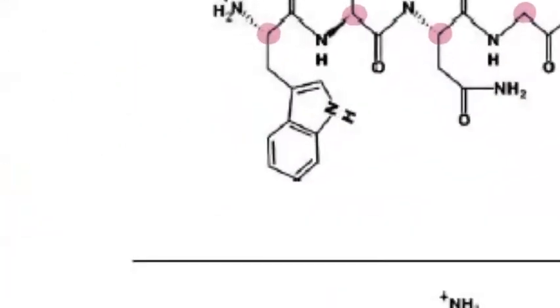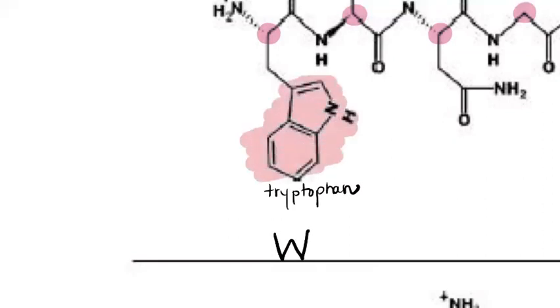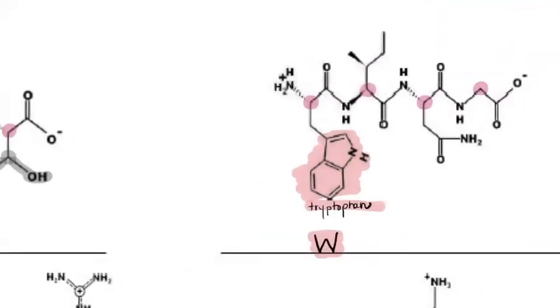So the first one, this is tryptophan. And the one-letter code is W. Let me just highlight it for those students that maybe the highlighting helps them. Next amino acid is a CH bonded to a CH3, bonded to a CH2, bonded to a CH3.